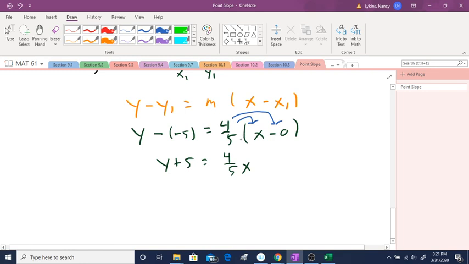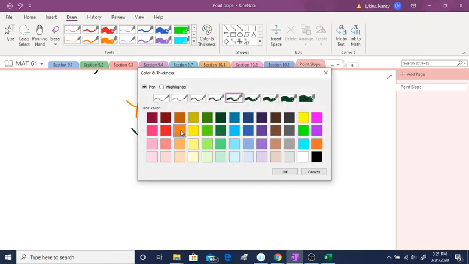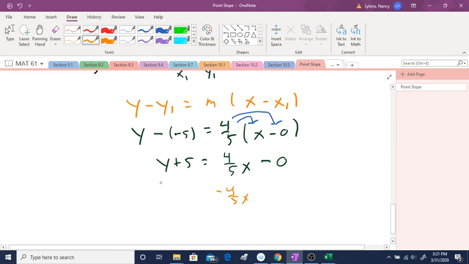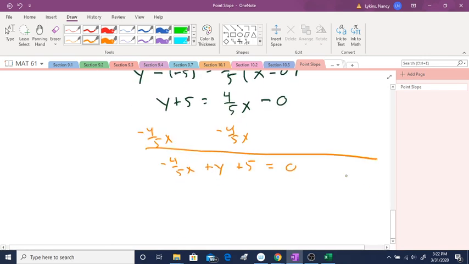Now I'm going to finish this out. If you want to, you can put a -0 if you want to have the space. So I'm going to subtract 4/5 x on both sides. I get negative 4/5 x, y is positive, plus y, plus 5 equals 0. Negative 0 is the same thing as 0. And my final piece of this puzzle is I'm going to subtract 5 on both sides. My final equation is negative 4/5 x plus y equals -5.